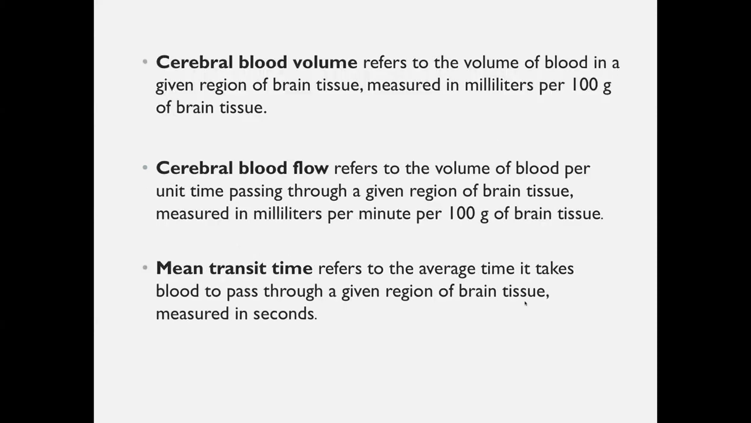Just a definition: what is cerebral blood volume? It refers to the volume of blood in a given region of brain tissue, measured in ml per 100 gram of brain tissue. Blood flow is the volume of blood per unit time passing through that 100 grams of brain tissue. Mean transit time is the average time it takes blood to pass through a given volume of interest or region of interest. These are just the academic definitions. We should know that CBV is just a volume, flow is the blood passing through that 100 grams, and mean transit time is the average time it takes to pass through a given region of interest.